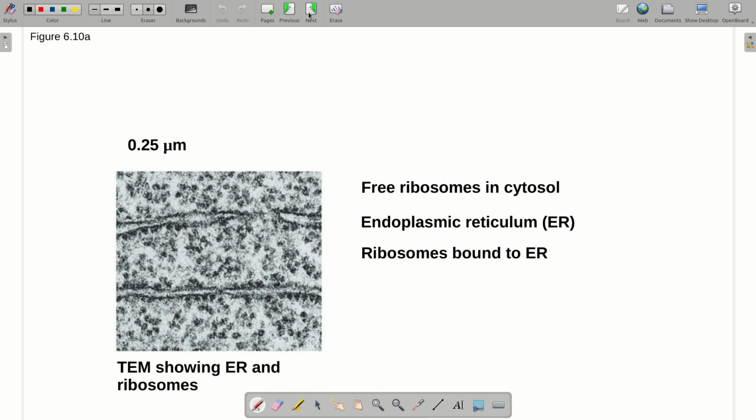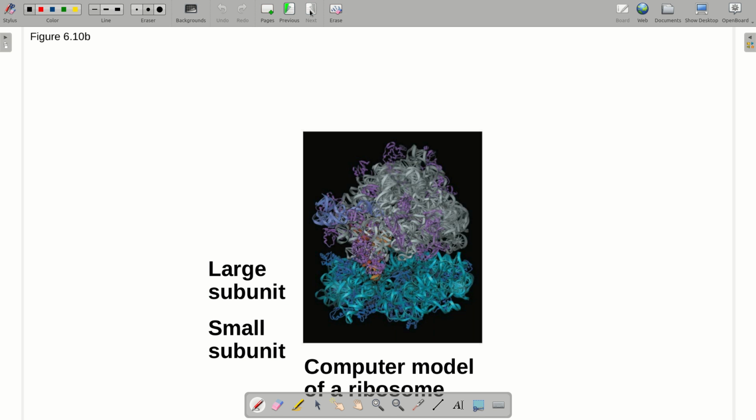Ribosomes can be free ribosomes that are just floating around. And if you have ribosomes stuck to the ER, which stands for endoplasmic reticulum, that is fine. We saw this before.